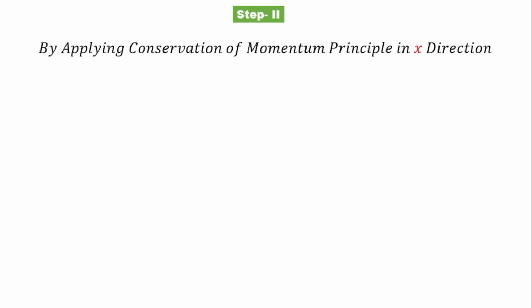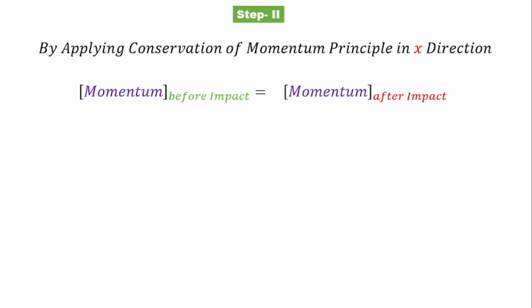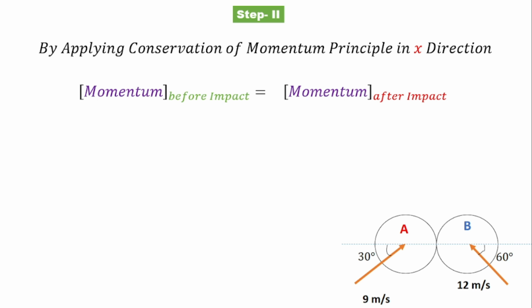Then we'll go to step number 2. We'll apply conservation of momentum in the x direction because the y direction remains unchanged. So apply only in the x direction. Momentum before impact is equal to momentum after impact. This is a simple line for the conservation of momentum principle. Momentum before impact for the given figure can be written as, so mass will remain constant after impact. There is no change in the mass, only change in the velocity.